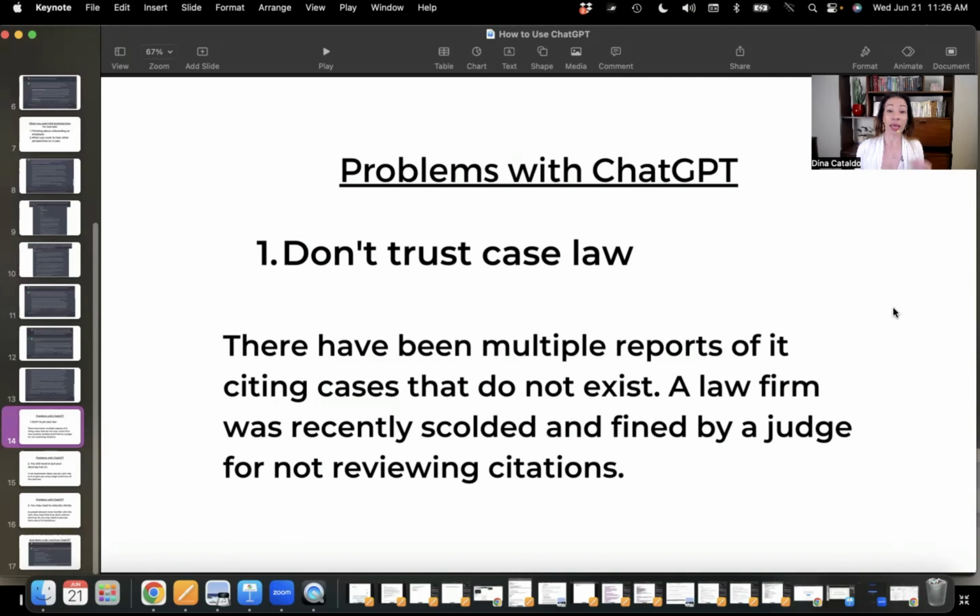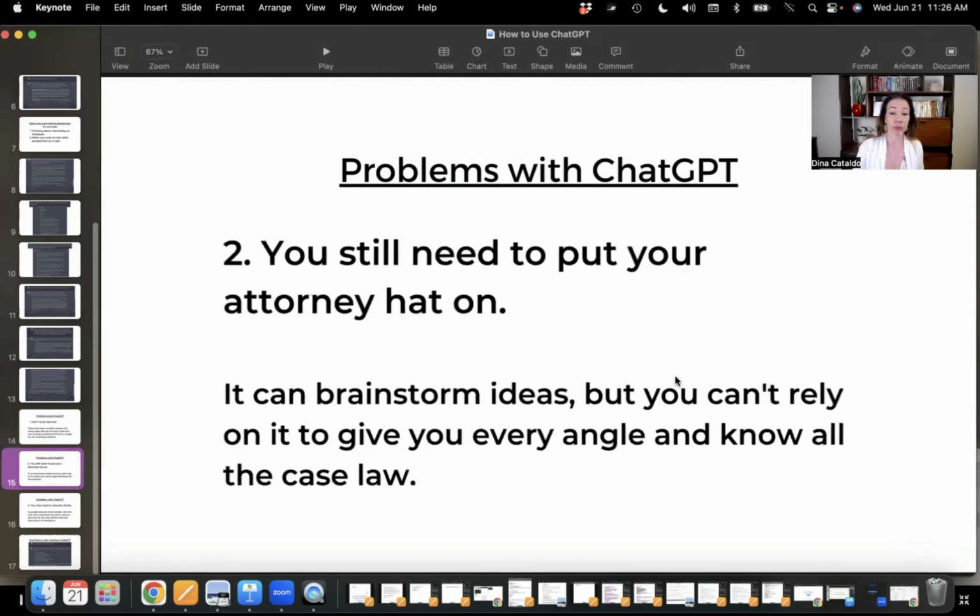It will give you unreliable information. So just be cautious of that. It's a fun tool. It is a fun thing to brainstorm with, but it will give you unreliable information at times. The second problem I see with ChatGPT is that you still need to put your attorney hat on. And something that can be concerning is hearing about these law firms that are not putting their attorney hat on and instead are relying upon ChatGPT generated briefs. I was frankly kind of shocked when I read that, but the fact that it is happening is something you need to be aware of.